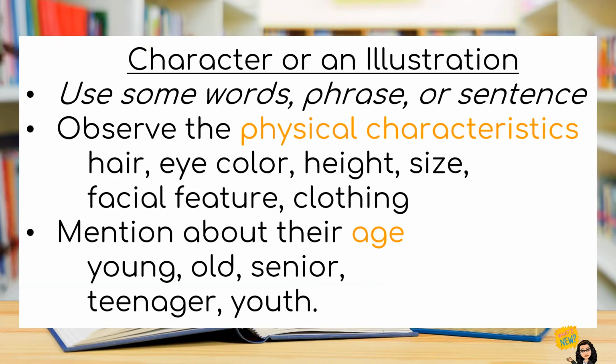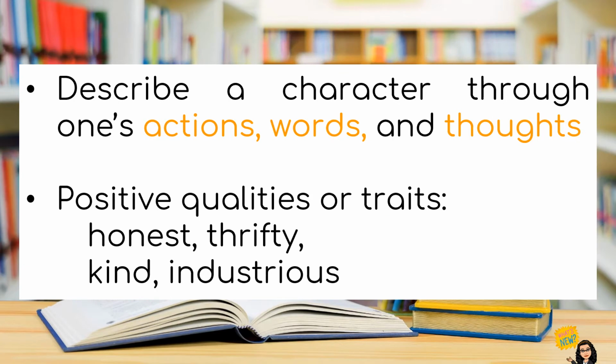When you describe a character or an illustration, use some words, phrases, or sentences. Observe the physical characteristics like hair, eye color, height, size, facial feature, and even clothing. You can also mention their age by using the following words like young, old, senior, teenager, and youth. You can also describe a character through one's actions, words, and thoughts. Positive qualities or traits like being honest, thrifty, kind, and industrious are some descriptive words you can use.